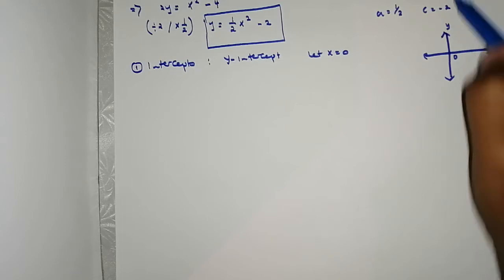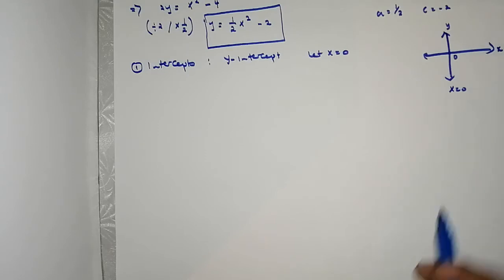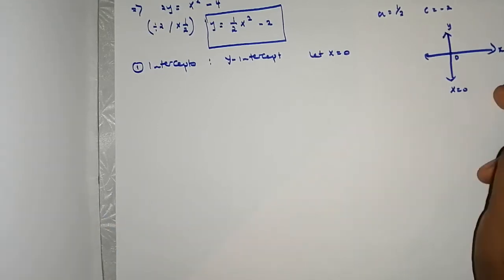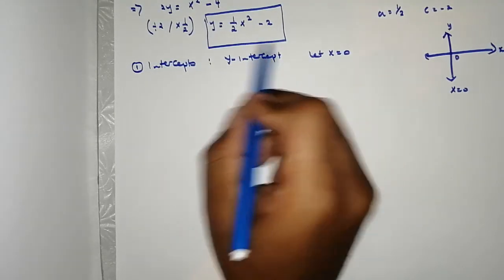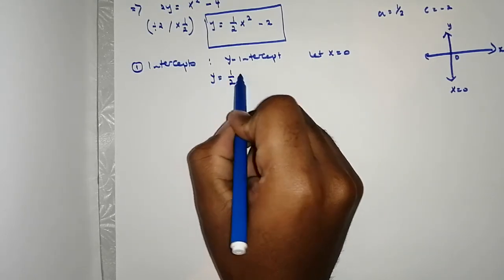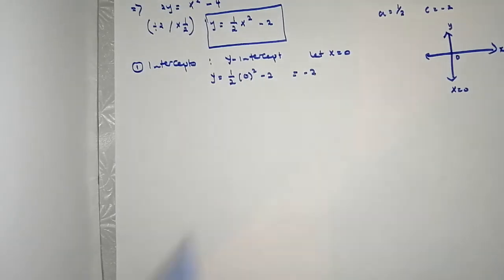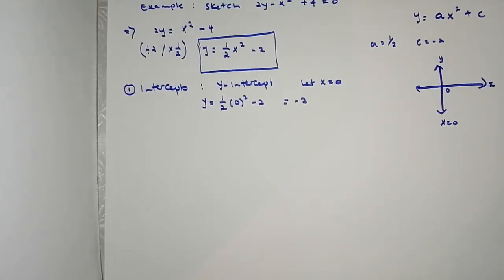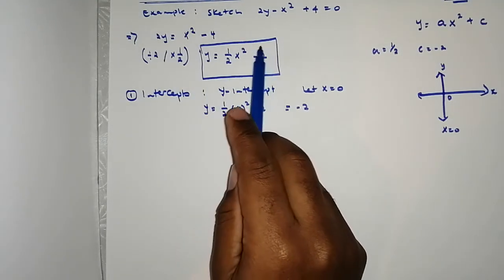The equation of the y-axis is x is equal to 0, and the equation of the x-axis is y is equal to 0. That's why we say we're going to let x equal to 0. So y is equal to 1/2 times 0 squared minus 2, which is equal to minus 2. We could also spot this from the equation, that this will be the y-intercept.